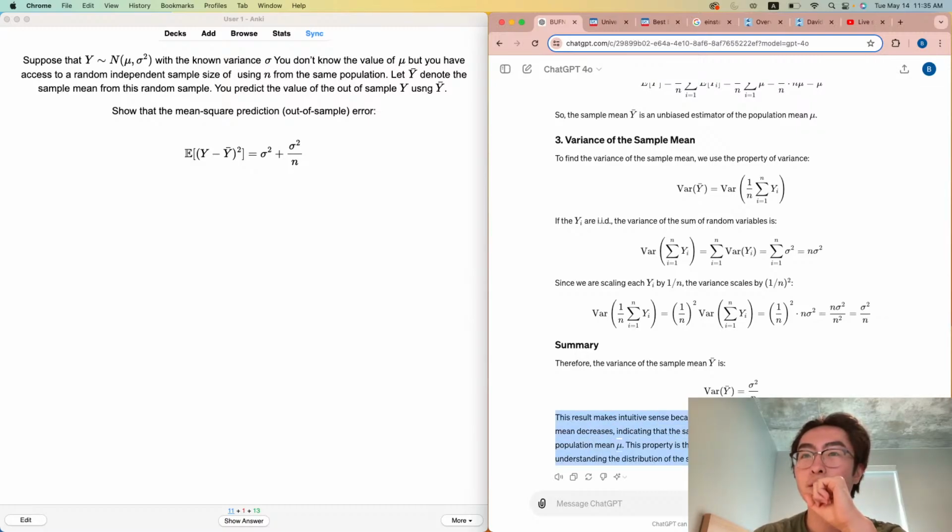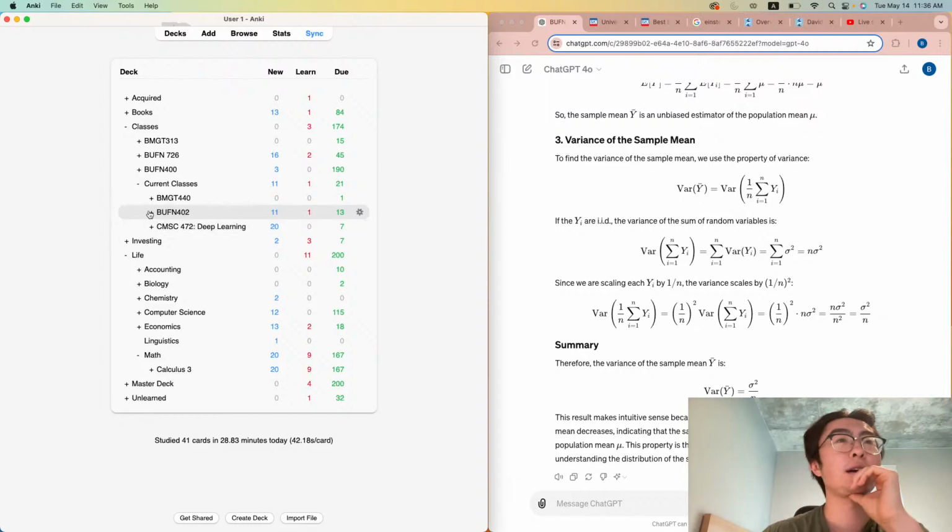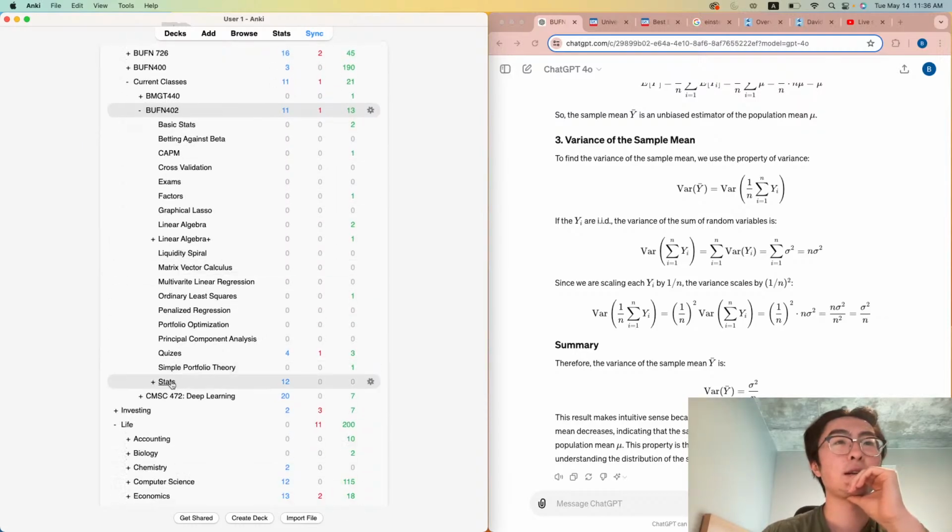Okay, so this actually makes a lot of sense. As the sample size n increases, the variance of the sample mean decreases, indicating that the sample mean becomes a more precise estimator of the population mean, mu. So this property is the basis for many statistical procedures and helps in understanding the distribution. Okay. I actually might need to add this because that is important.